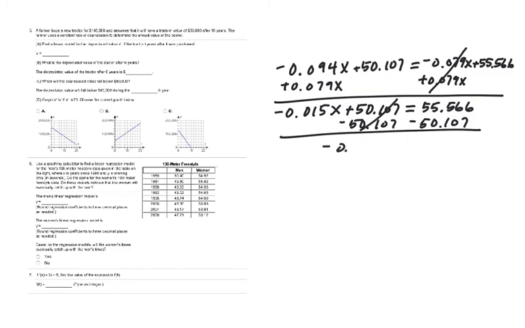And so we get a negative 0.015x equals 55.566 minus 50.107, 5.459. Okay, and then we'll divide by a negative 0.015 on both sides. Okay, and so x is equal to 5.459 divided by a negative 0.015.